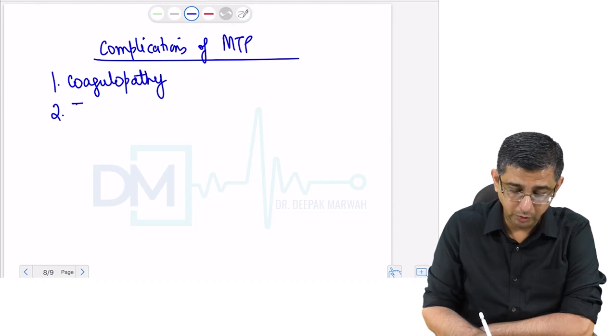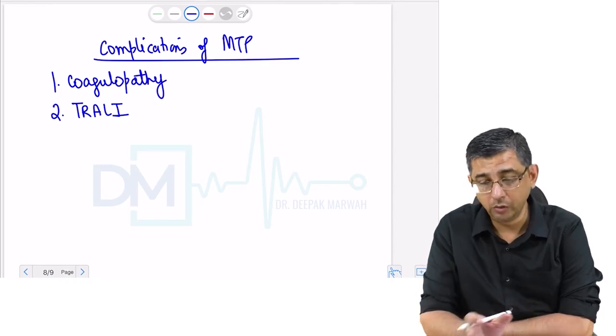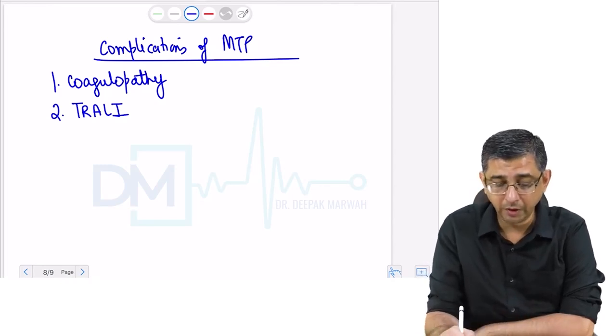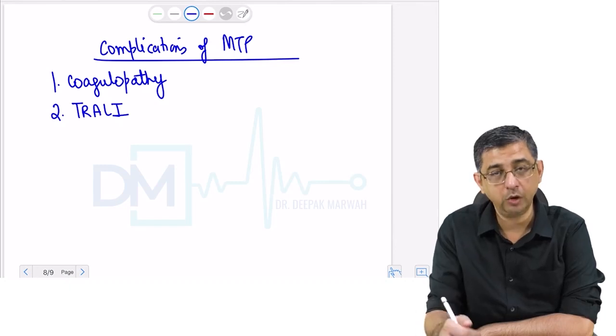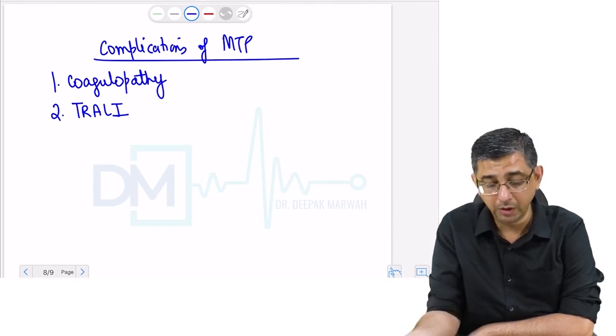So in older books, you will notice that coagulopathy is one of the biggest complications of MTP. But now the concept is that coagulopathy is the trigger for MTP. Coagulopathy contributes to massive transfusion protocol being initiated.